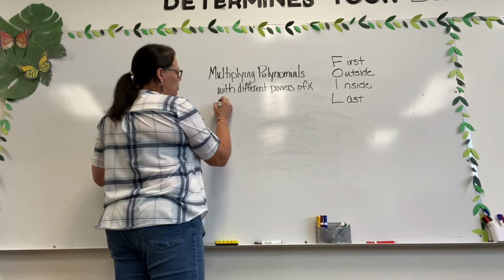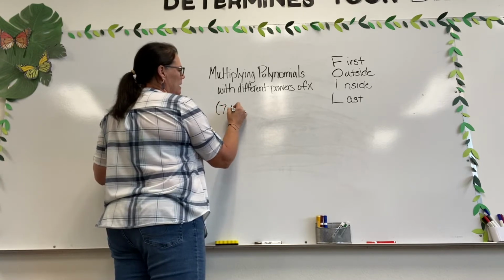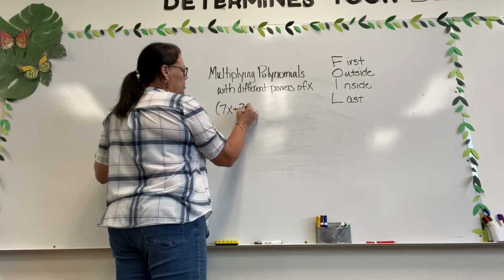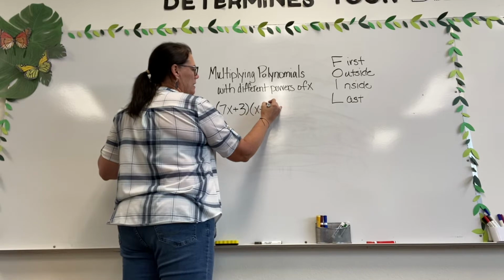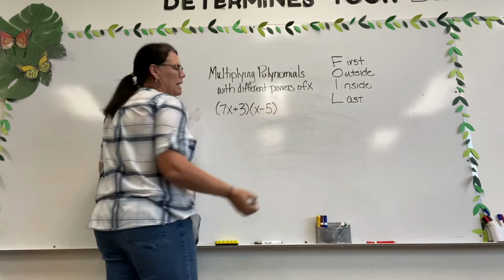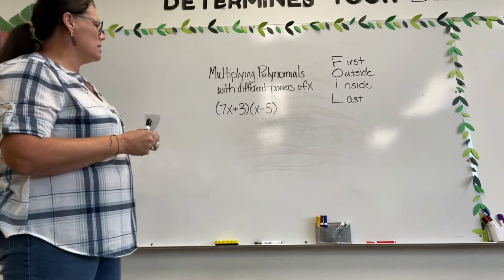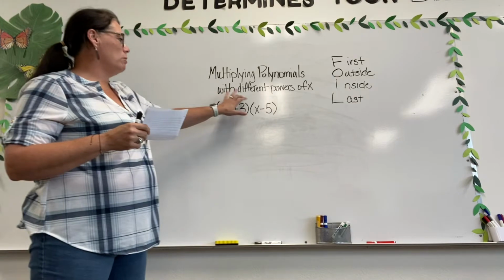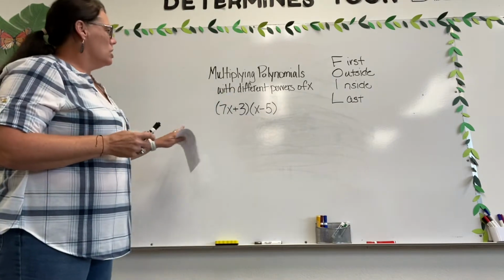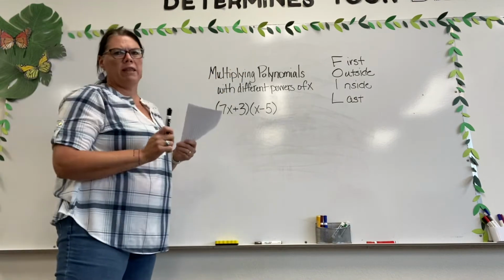So the equation that we're going to use is 7x plus 3 times x minus 5. That's the first equation that we're going to use. And notice I just have the single x. I don't have any exponents on the x's. So to work this problem, you use the FOIL method.